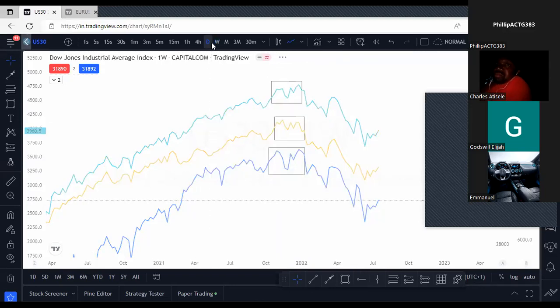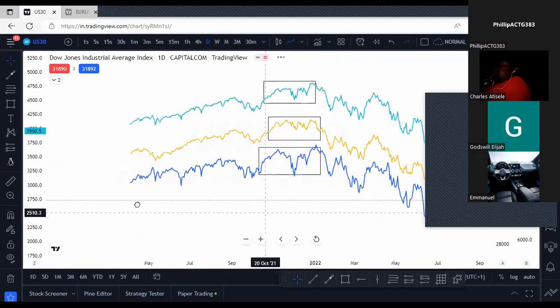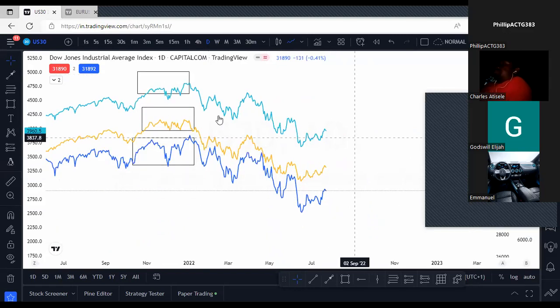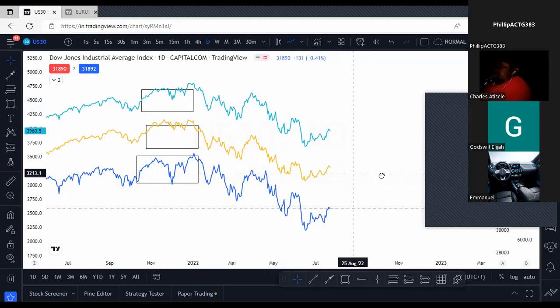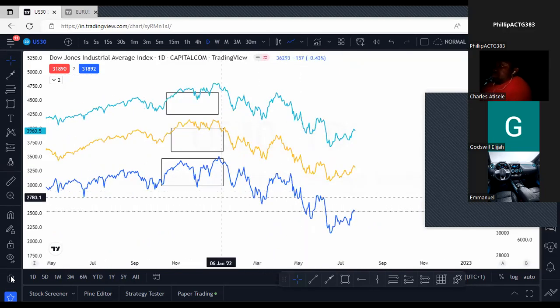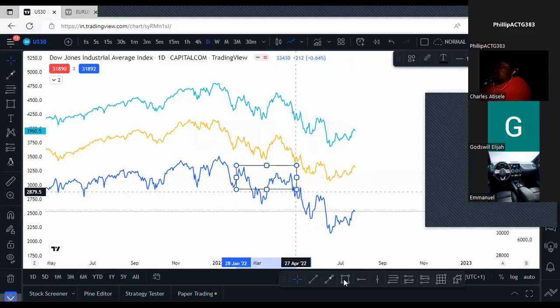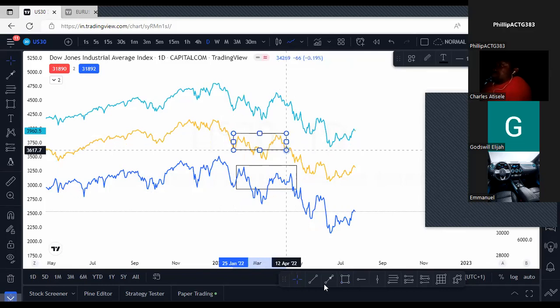Let's go on to the daily time frame. Over here, I remember this trade very, very well. It was US 30 that was in April. This trade was in April, and this was it. Can you see it? This trade was from April and it sold for 3 months, guys.